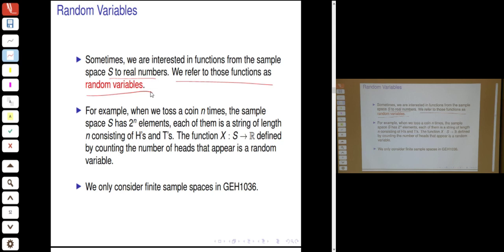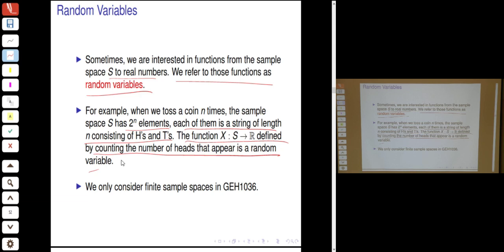So, for example, when we toss a coin n times, the sample space has 2 to the n elements. Each of them is a string of length n consisting of h's and t's. The function X mapping S to R is defined by counting the number of heads that appear. So, if you look at the random experiment of tossing a coin n times, then the sample space has 2 to the n elements, which are all possible strings of length n involving h's and t's. Okay. Now, we already looked at the quantity which counts the total number of heads in such a string.